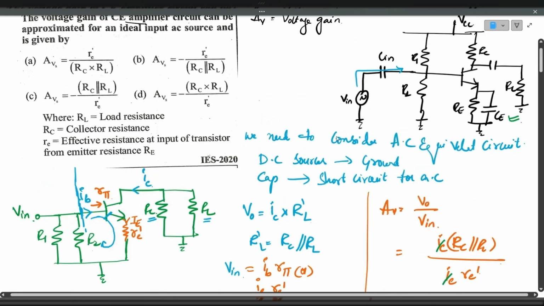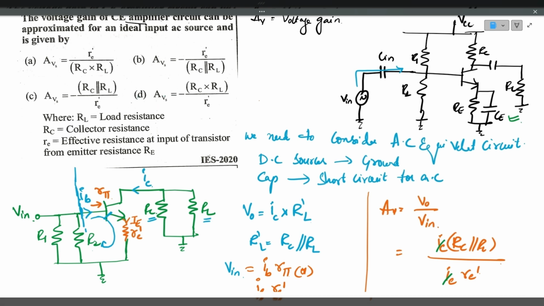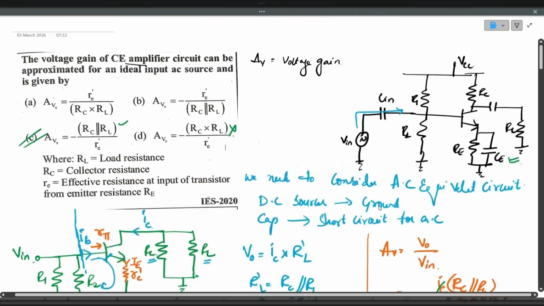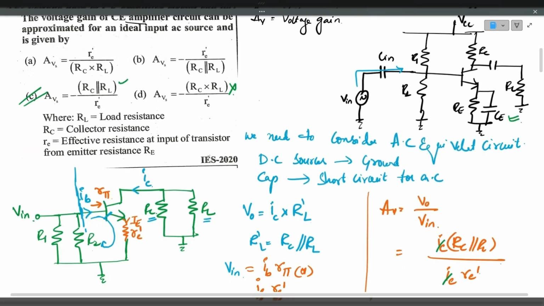So here the answer is option D. Sorry, option C. RC parallel with RL, not RC into RL. This is not the answer. Option C is the answer. This question was asked in a previous IES examination, IES 2020. Very important model.